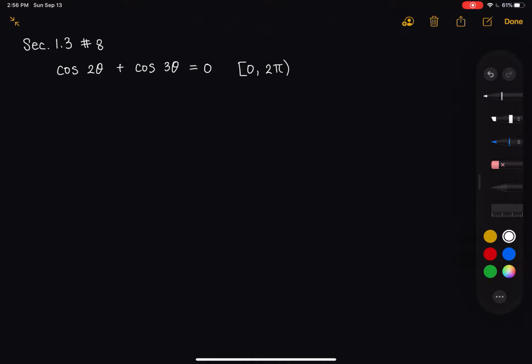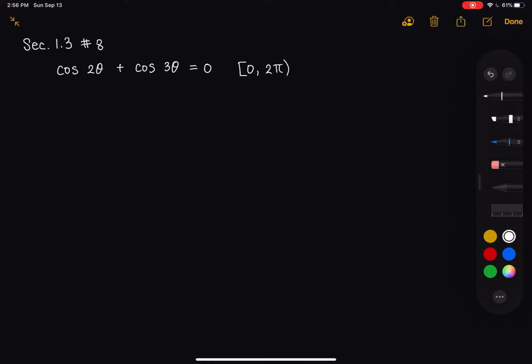We have to transform this equation in order to solve for theta. And because we have cosine 2 theta and cosine 3 theta, we need to make an observation. The arguments are 2 theta and 3 theta. It will be hard to combine the cosines together as cosine of something equals a number because the arguments 2 theta and 3 theta are different. However, the function is the same, cosine and cosine.